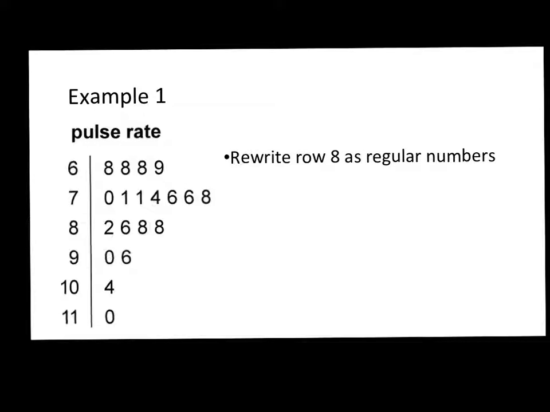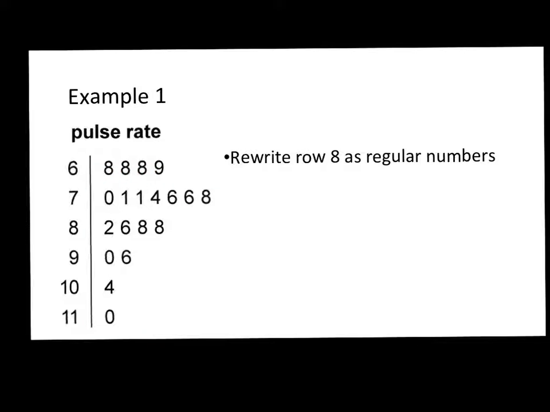So look at that first example. We have some data up here. According to our title here, we're talking about pulse. So maybe this is like resting heart rates of a bunch of different people, for instance. We just talked about the stems being these numbers on the left side of the picture. So this represents the tens place. The numbers on the right side represent the ones place.